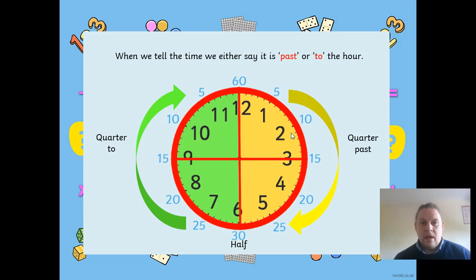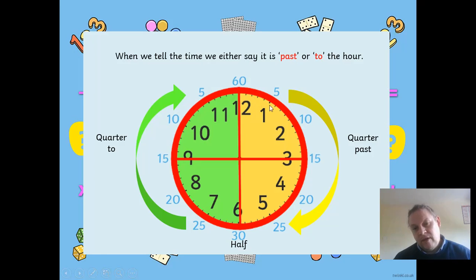When we tell the time, we either say it is past or to the hour, and the hour is determined by our minute hand as it travels around. If it's pointing at the 12, we know that's o'clock, and so we're on the hour. So our hour is determined by the minute hand.